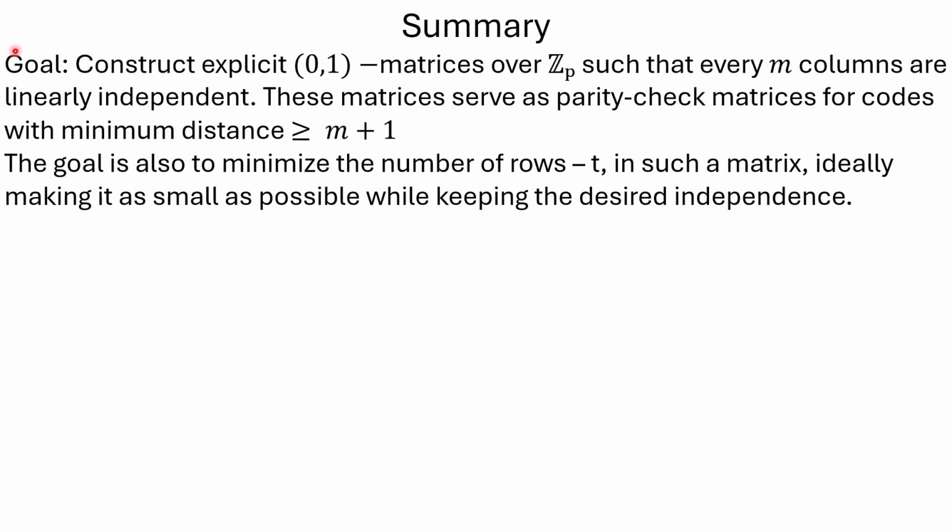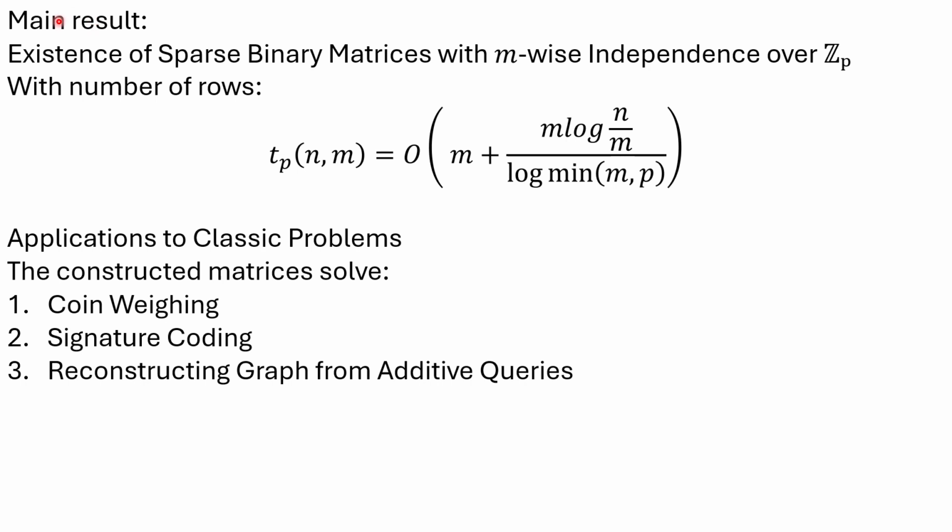Summary. Our goal was to construct explicit matrices over Zp such that every M columns are linearly independent. These matrices serve as parity check matrices for codes with minimum distance greater than or equal to m plus 1. The goal was also to minimize the number of rows, T, in such a matrix, ideally making it as small as possible while keeping the desired independence. The main result that we got: existence of sparse binary matrices with M-wise independence over Zp with number of rows T, defined here, which we went over in the paper.